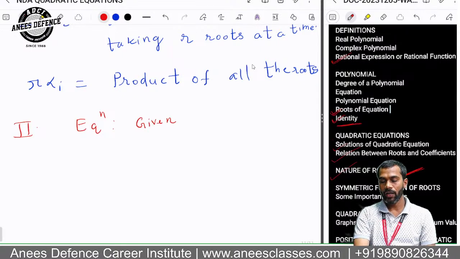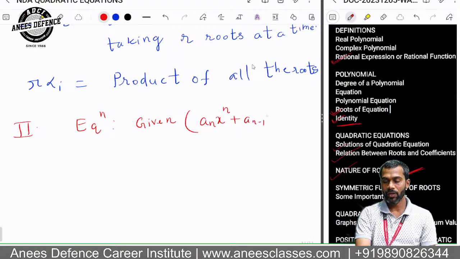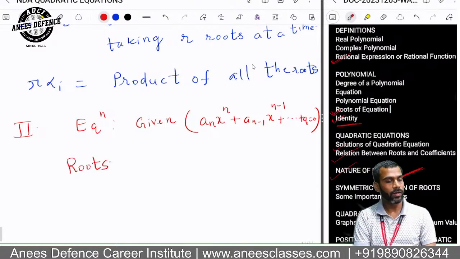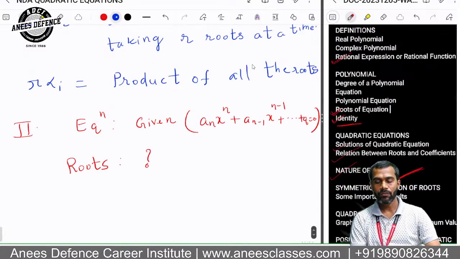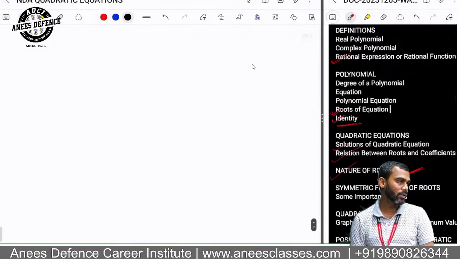Which equation? a_n x^n + a_(n-1) x^(n-1) + ... + a_0 = 0, and you need to find out the roots. Yes or no? For that, we should know at least 2 rules, and then the third one would be synthetic division.